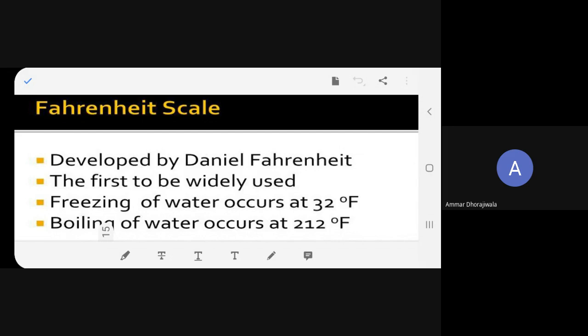Fahrenheit scale. Developed by Daniel Fahrenheit. I'm not able to understand you, beta. It should be: Fahrenheit scale developed by Daniel Fahrenheit. Read it with me. Developed by Daniel Fahrenheit, the first to be widely used.